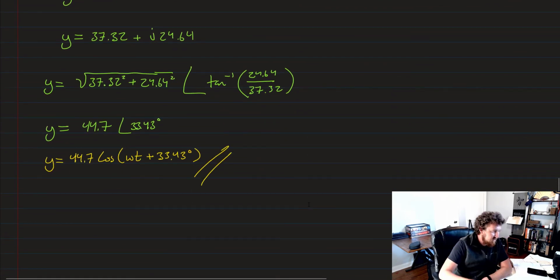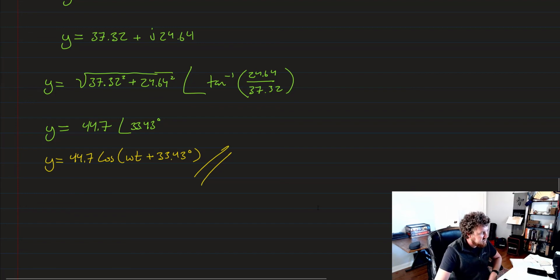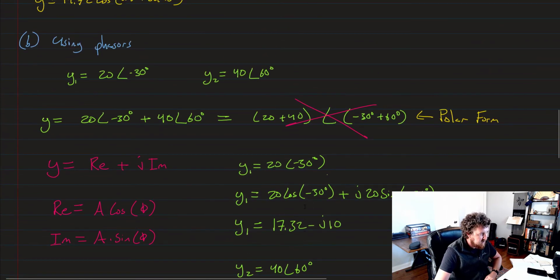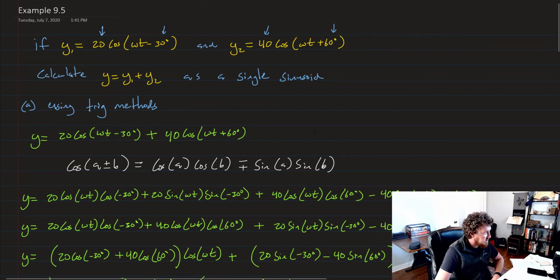So you can see with phasors, it's not like it's easy. You still have to do some work, you still got to do some calculations, but you don't have to do any kind of weird stuff. There's no abstract manipulations, there's no trigonometric identities. It's all just pretty straightforward arithmetic. There's not a lot of crazy stuff that you have to do. So that is it for example 9.5.